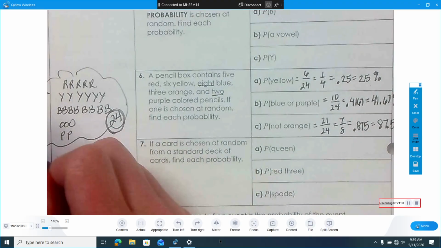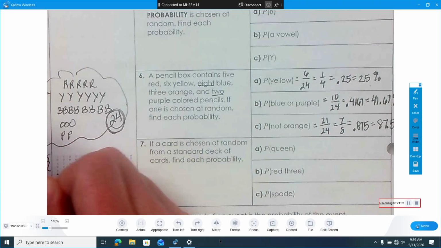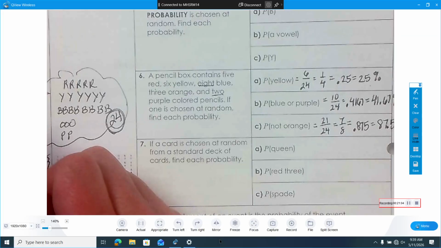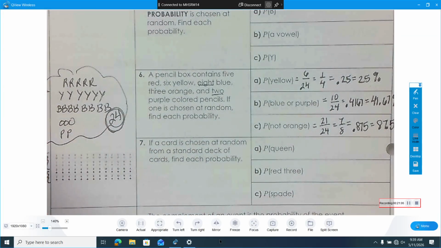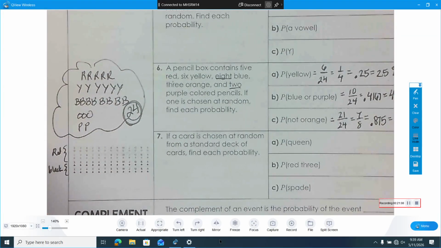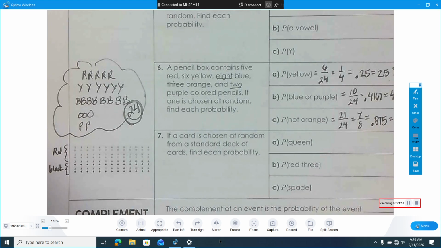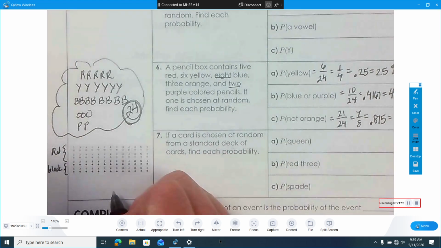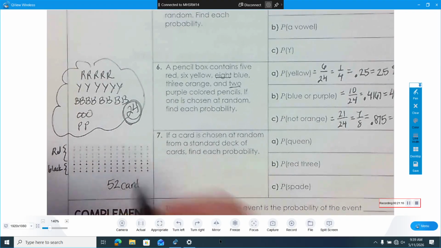And some are red and some are black. And that's important to know. We've got the red cards and black cards. How many cards in all? 52. That's why it's called 52 card pickup.